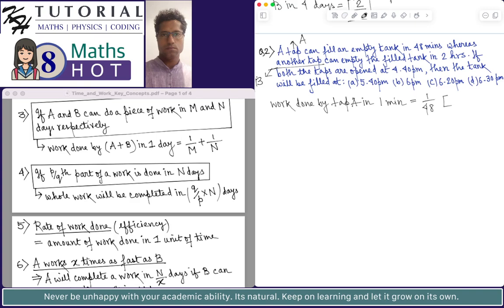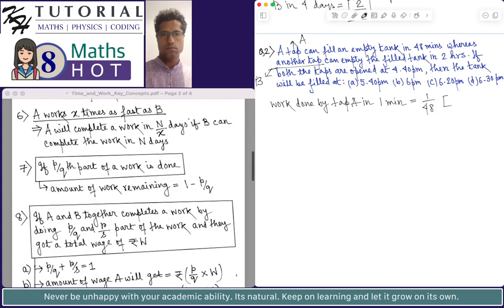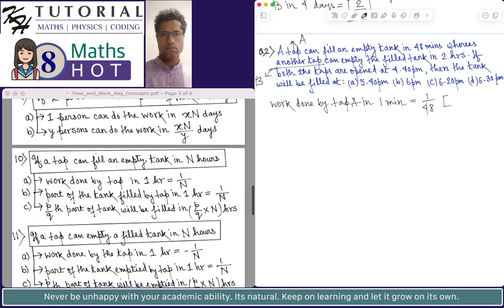This is using the concept of 10A. If a tap can fill an empty tank in n hours, then work done by the tap in 1 hour is 1 by n. In the concept document I've used hours, but it can be any other unit of time, for example minutes. So work done by tap A in 1 minute is 1 by 48.